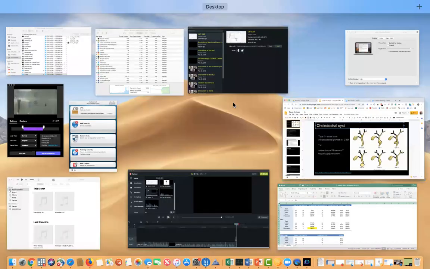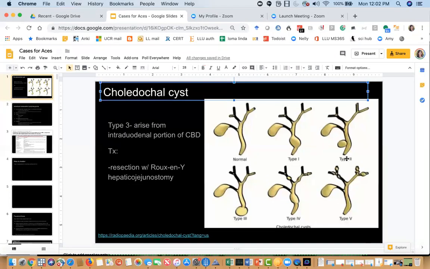Okay, which type is this? Got it, 3. 3, okay, perfect. So there's 6 types. Caroli is type 5, and then this one is type 3. So the intraduodenal portion of the CBD is dilated.